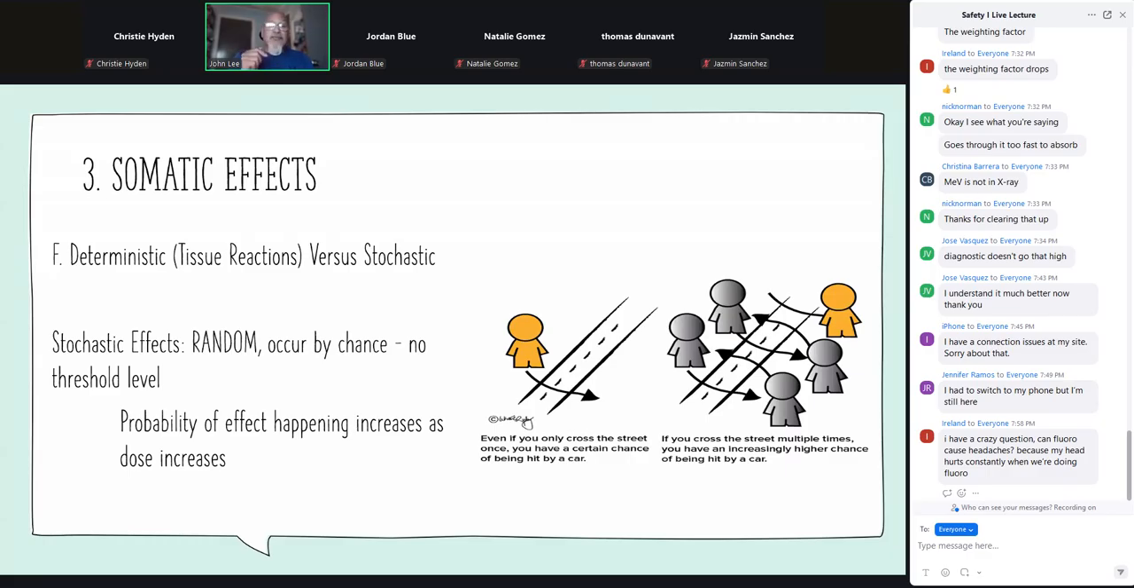But if you cross the street multiple times over and over and over again and just keep repeating it, the chance of you getting hit is going to go up. And that's what a stochastic effect is. It's random. But the more exposure you get, the more likely it is that it's going to happen.